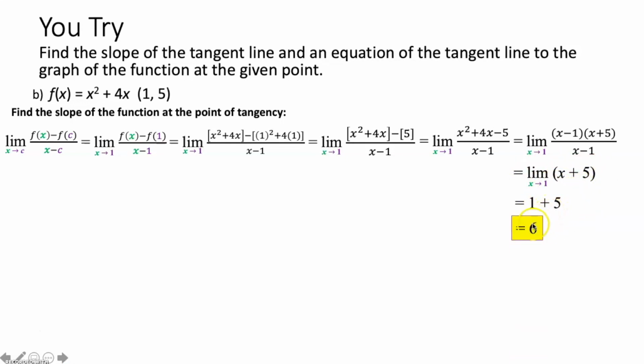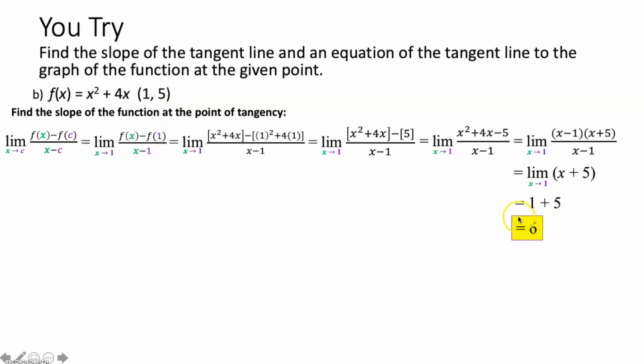Now, what did I just find? I found the slope of this function at this given point. I found the slope of the tangent line to this function at this given point. I found the instantaneous rate of change of this function at this given point. I found the derivative of this function at this given point.